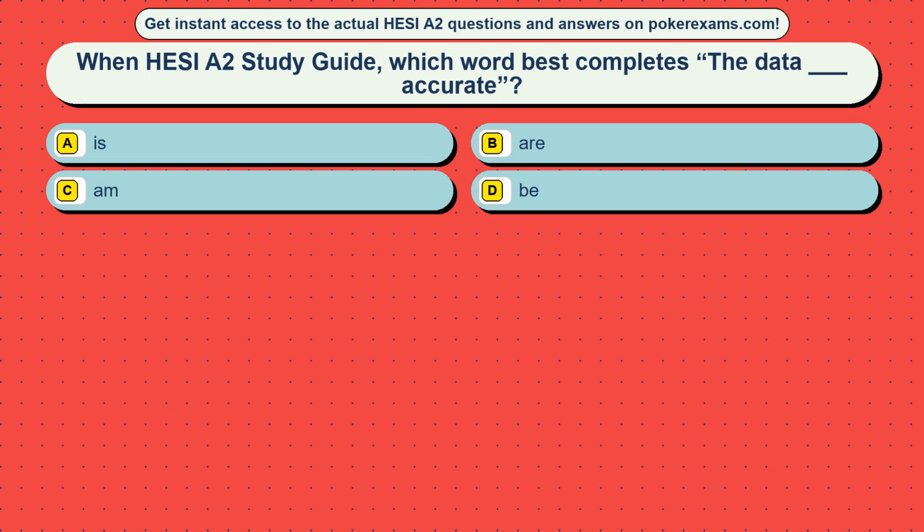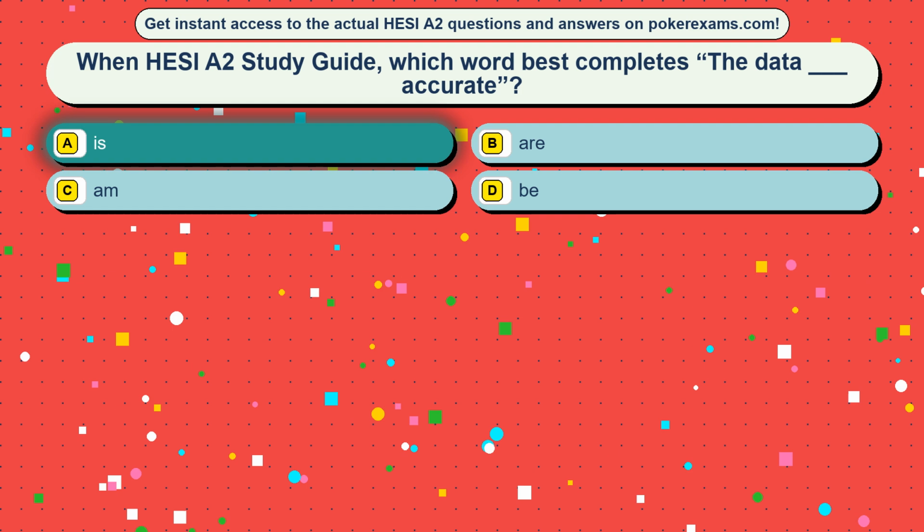Question 29. When HESI A2 Study Guide, which word best completes the sentence: data blank accurate? Option A, is. Option B, are. Option C, them. Option D, be. The correct answer is option A, is.